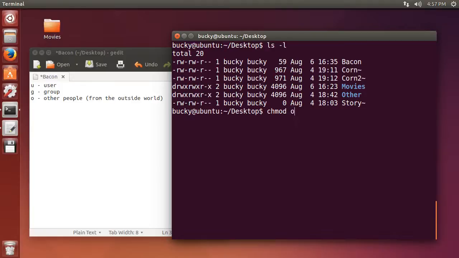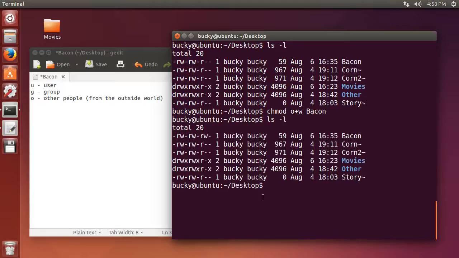Well, we're just trying to change it for other people, the outside world. It's asking, okay, what do you want to do? Well, we just want to give them the right permission. And now it just takes what file, which is bacon, and check it out. So now if I do ls -l again, the outside world can now not only read the file like it was before, but they can also write it.